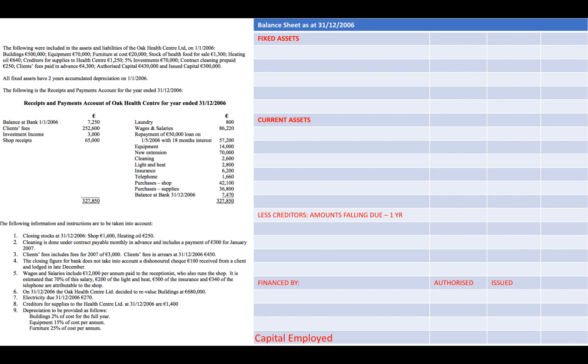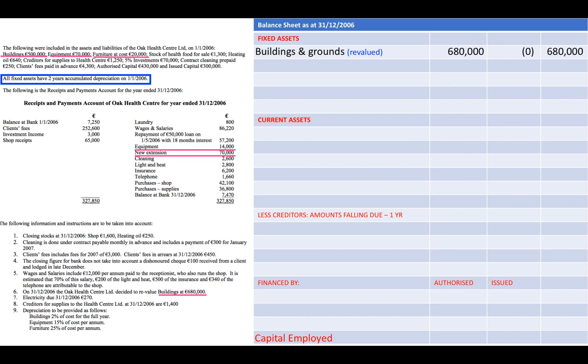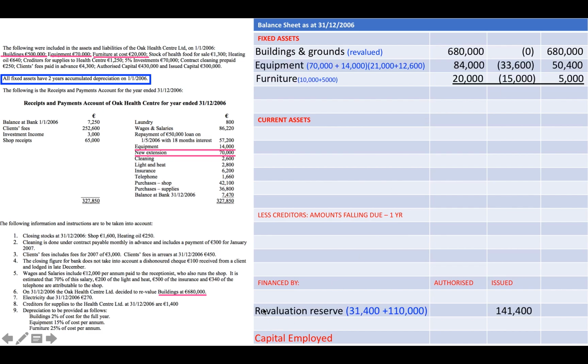So fixed assets then, if we just look at the fixed assets first, we have buildings, equipment, furniture, all the fixed assets with 2 years accumulated depreciation. We bought new equipment and a new extension, and then at the end of the year we revalued buildings at €680,000. So then what we have to do is think about buildings and grounds. So 680 is going in here. What do we do when we revalue buildings? We do a revaluation reserve.